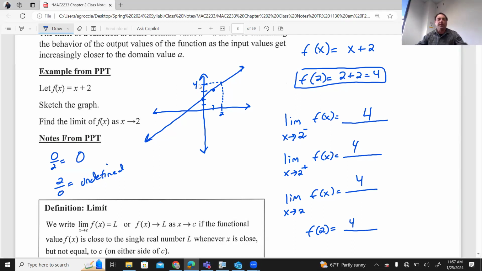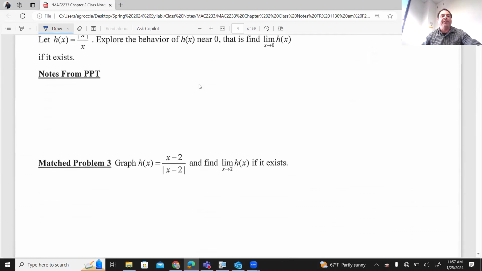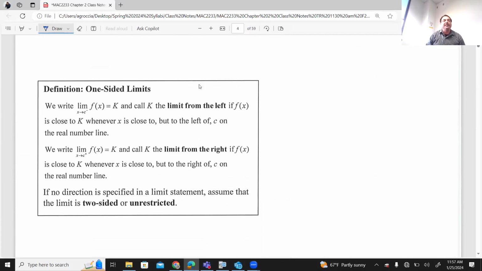Okay? So looking at the notes, I've already kind of introduced this idea of looking at the limit coming from the left. That's when you're going to have a little negative. That means from the left. Looking at the limit from the right, that's when you have the plus. That means looking at it from the right. And if the left and the right are the same number, then the limit exists at that number. If not, then it's going to be something else. We'll talk about that soon. Okay? So we did that.